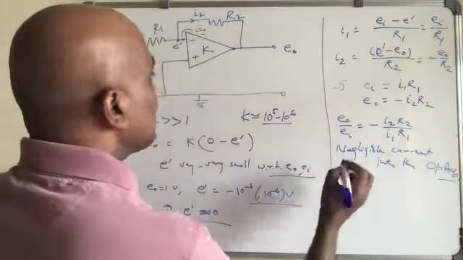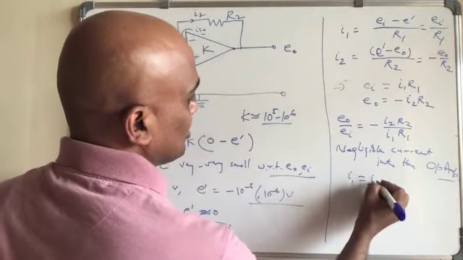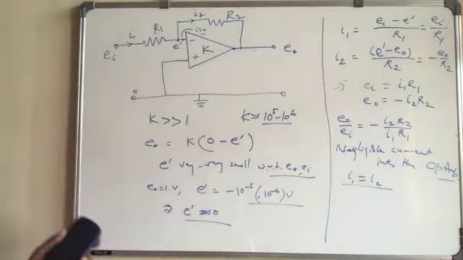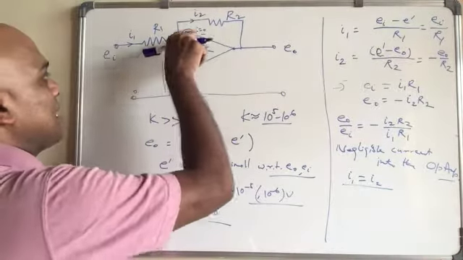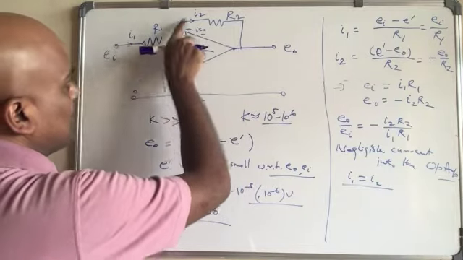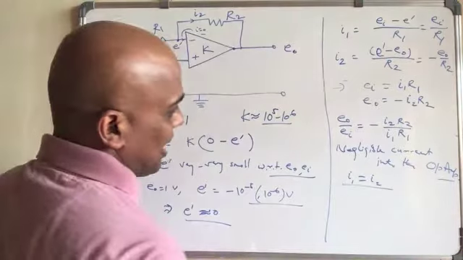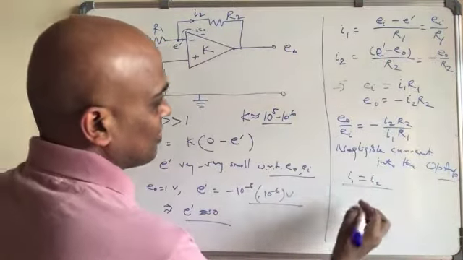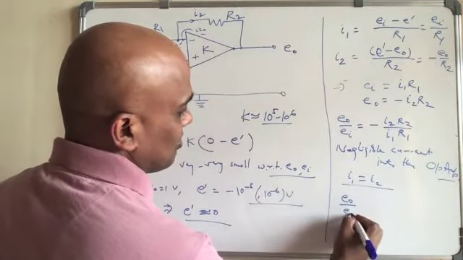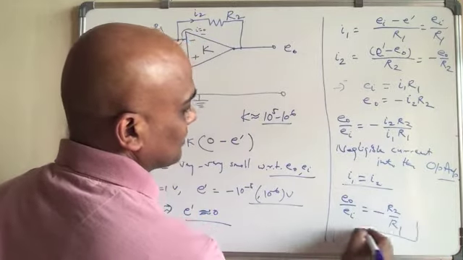Okay, that really means I1 is equal to I2. If there is no current going inside the op-amp, whatever current comes here goes this side. Hence I1 equal to I2. Then we put it there. What we get? E naught over EI equal to minus R2 over R1.